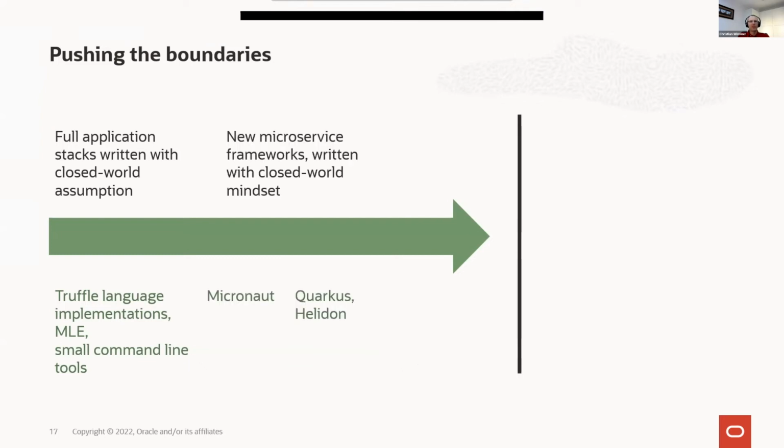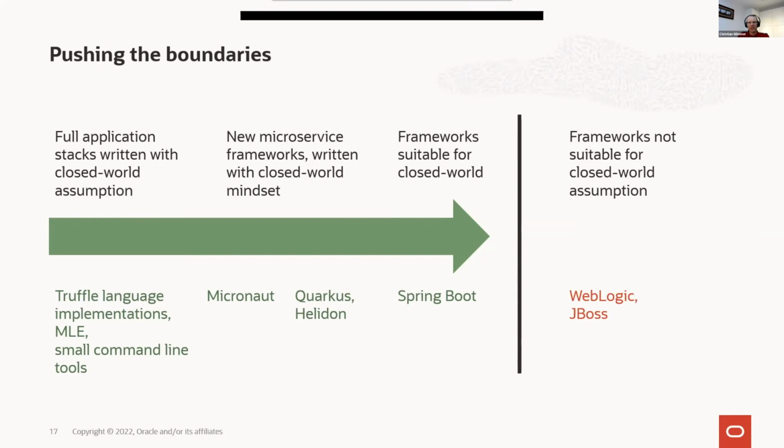And what really helped were these new microservice frameworks like Micronaut, Quarkus and Helidon that came up. Then there were established frameworks like Spring Boot that were also able to take benefit from it, because they already were going in the right direction. But there is definitely a boundary. Just to make it clear again, there are definitely frameworks and applications that will never be suitable for a closed world assumption. All of these traditional Java application servers, WebLogic, JBoss, have dynamic class loading at their core. And so there's no point in trying to run these things as a native image, because that's not what it is designed for.